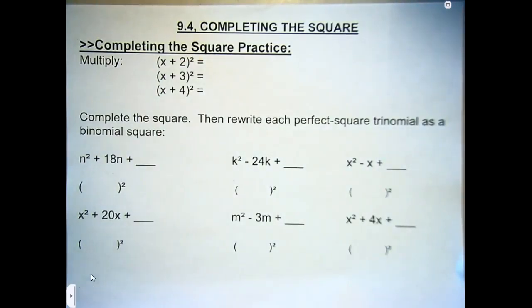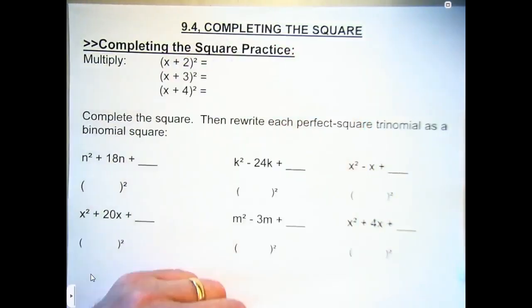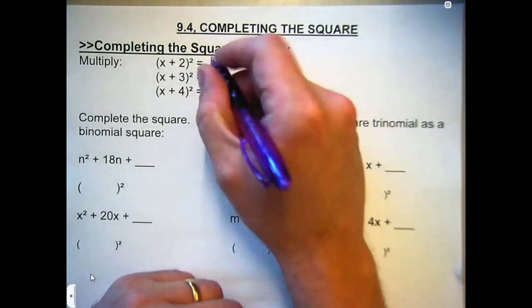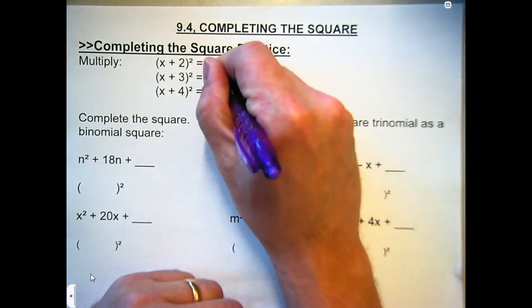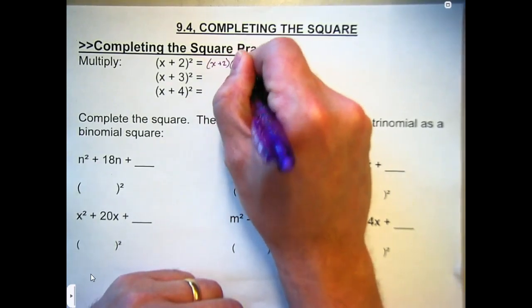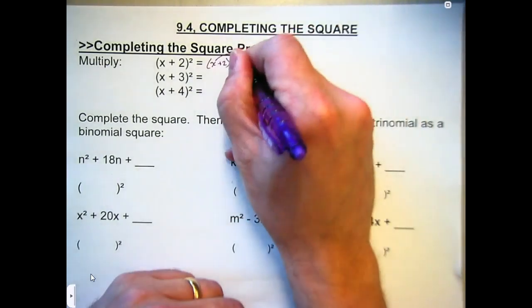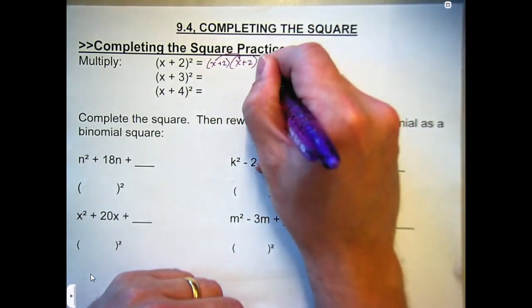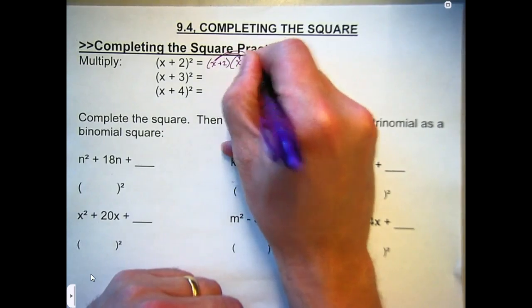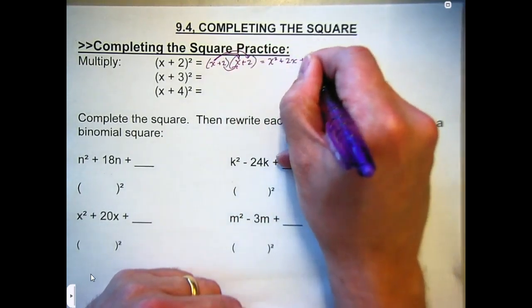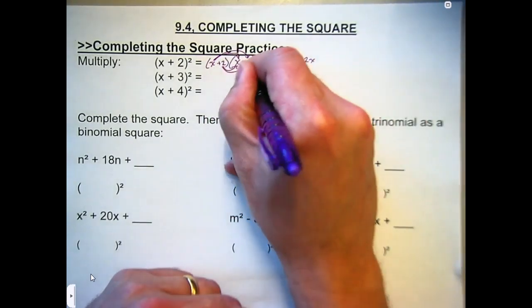Gunnar, what do you got? Oh, I didn't get it. All right. What should we do if we're squaring something? You should multiply it by itself. Multiply it by itself. So I have x plus 2, and I'm multiplying it by itself. So when I multiply all that out, I get x squared. I get 2x. I get another 2x. And I get a 4.